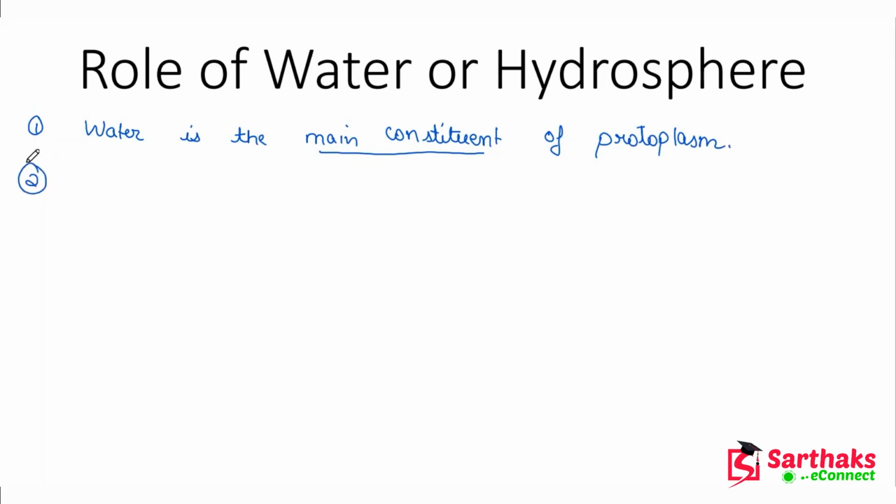Also, the second point is that water is a universal solvent. It can dissolve anything. That's why water is a universal solvent. Water is a universal solvent through which mineral salts are transported from one part of the plant to the other.